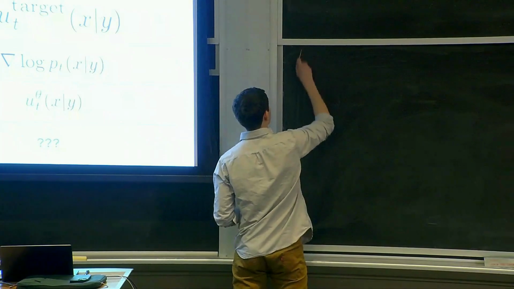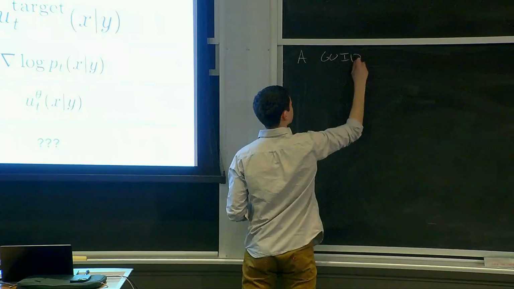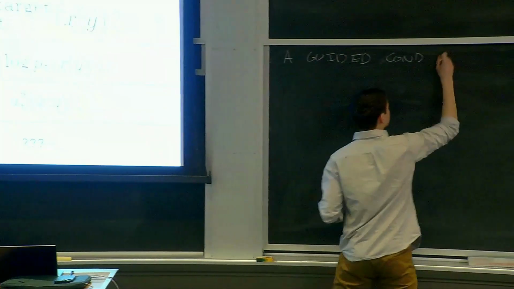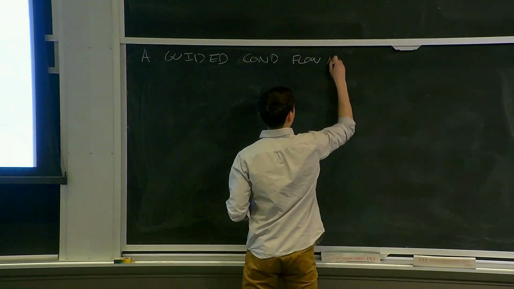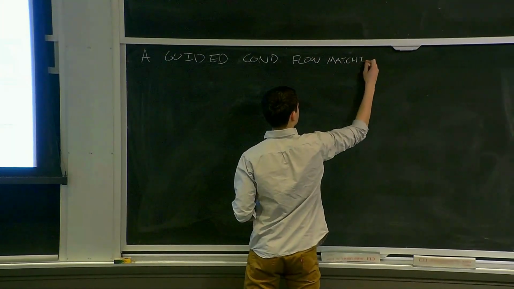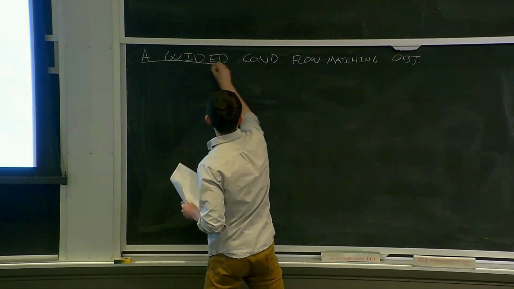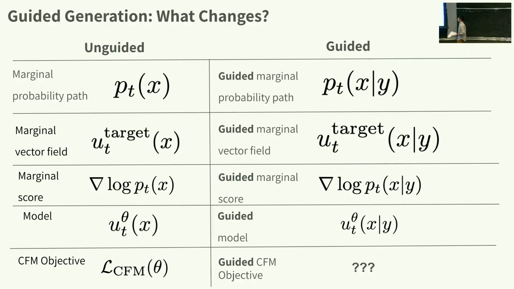So a guided conditional flow matching objective. Okay. So we're essentially going to be making an observation. And what is that observation? It's that if I fix y, then I'm only really caring about one target, which is p data of x given this fixed y. Then I essentially recover the unguided problem that we've been thinking about so far. Does this make sense? See some head nods? Let me keep writing.